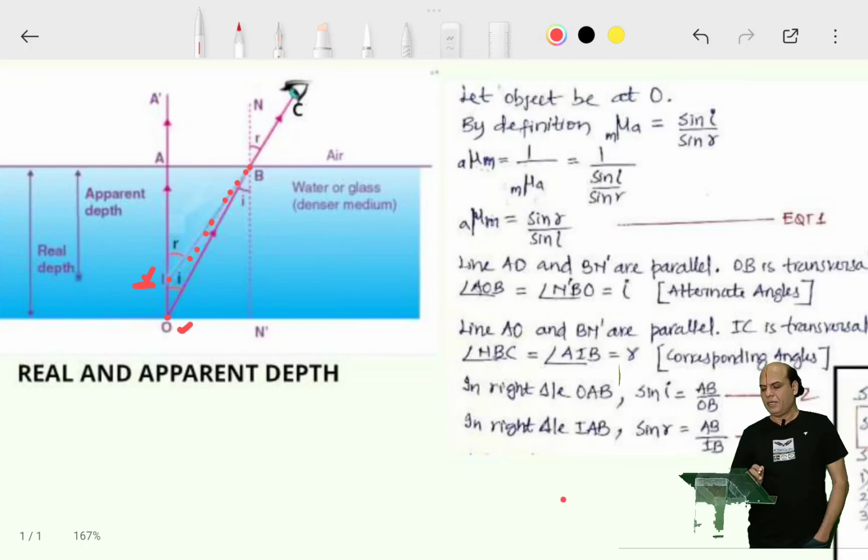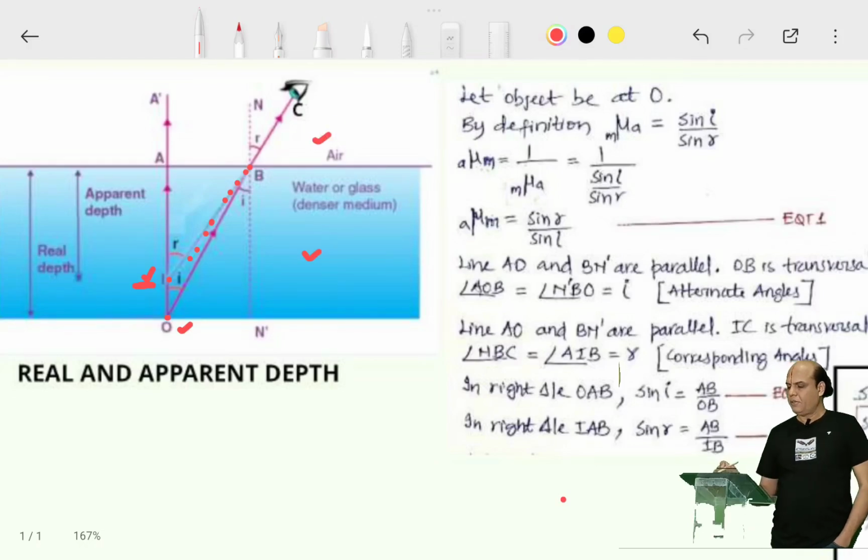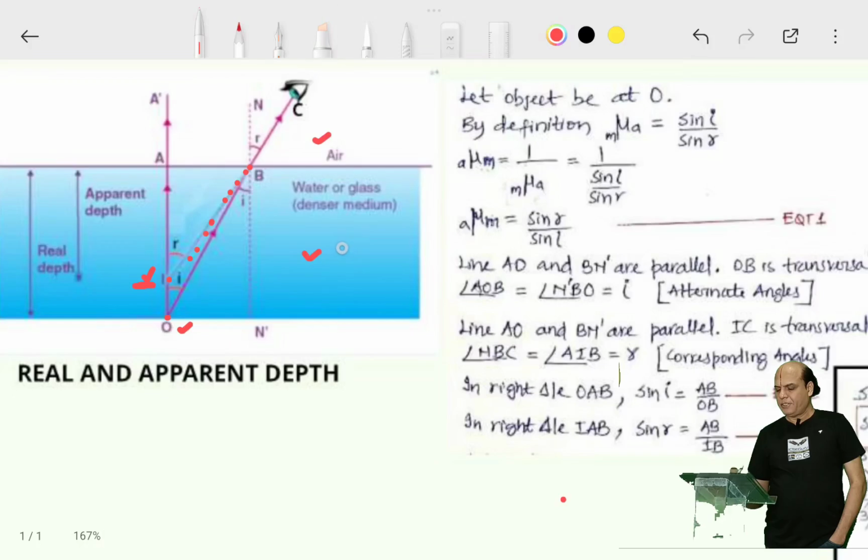Now let us look at some mathematical relations between the refractive indices of water and air. So by definition, the refractive index of any medium with respect to the first medium is the ratio of sine of angle of incidence to sine of angle of refraction.